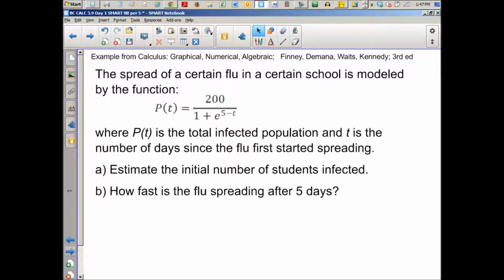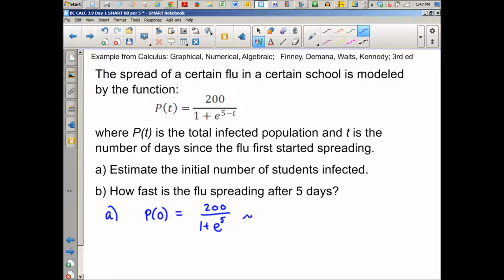Okay, estimate the number of students initially infected, however you like to word that. So, first thing I'm going to do is plug in 0 for time. P of 0 would be the initial population that's infected. So this would be 200 over 1 plus e to the 5 minus 0. And if you type this into your calculator, you will find out what it is.